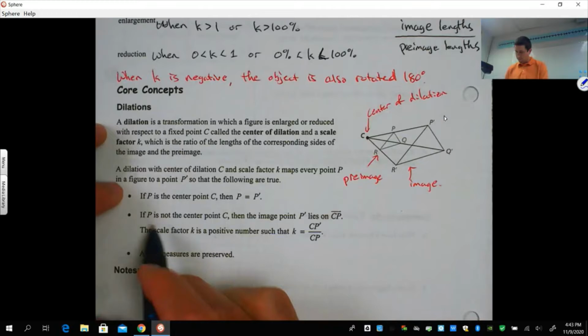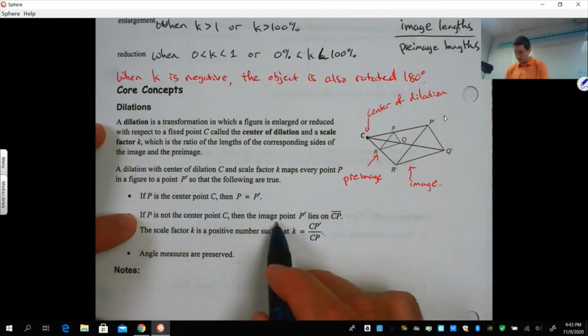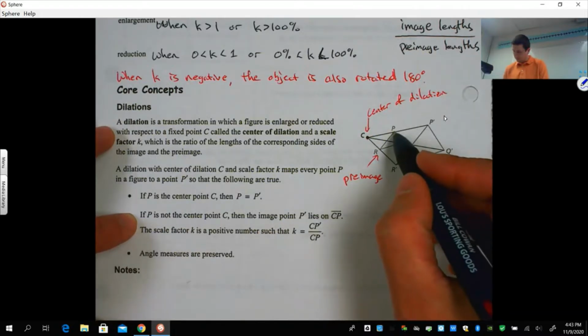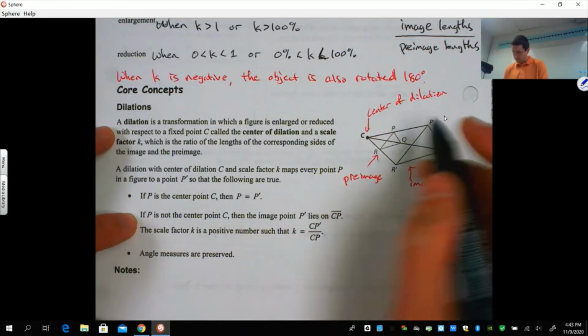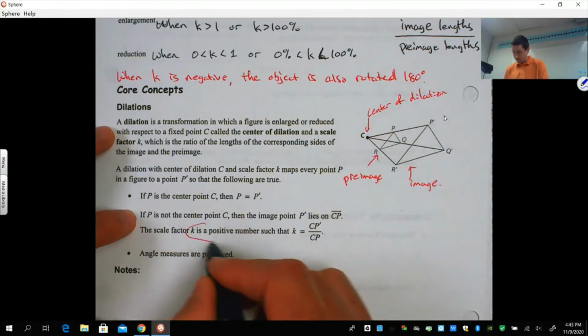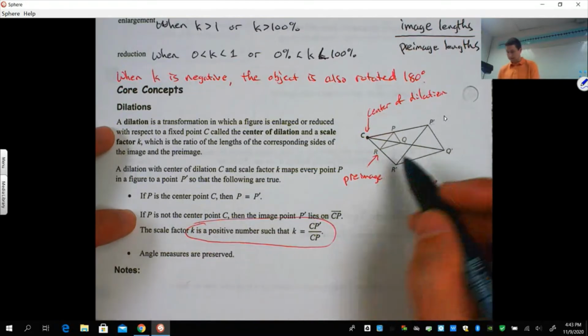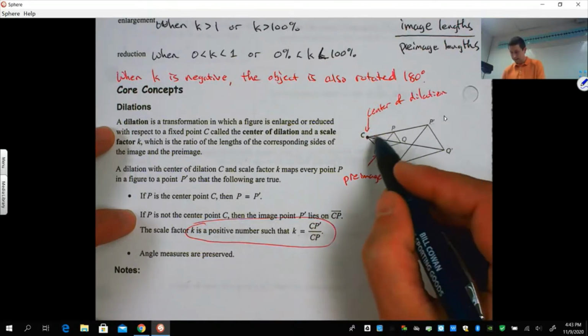Okay? If P is not the center point, C, then the image point P prime lies on ray CP. Okay? So since that's not the center point, you can draw a ray through there to that point right there. This is important here. The k is a positive number in this case because we have no rotation. So k equals CP prime over CP. That is the big line here.